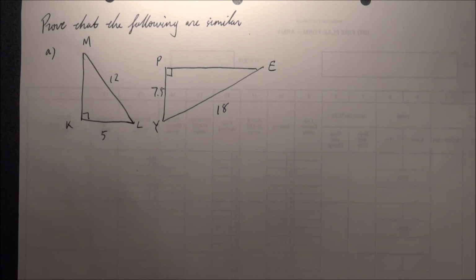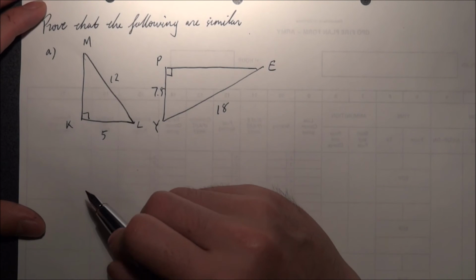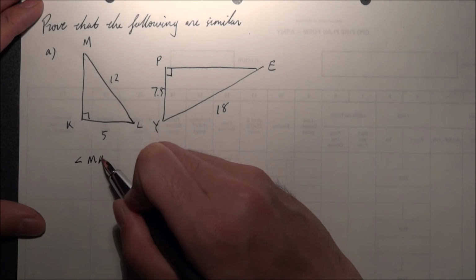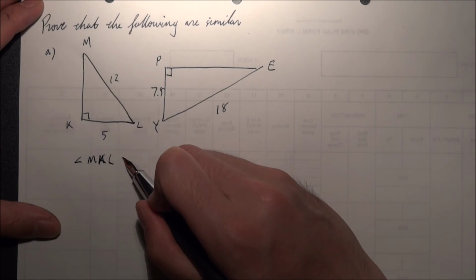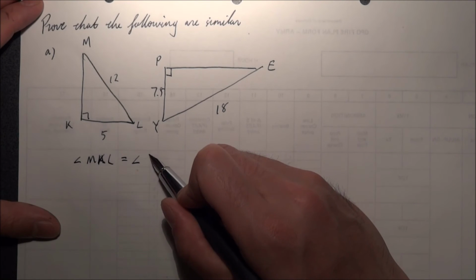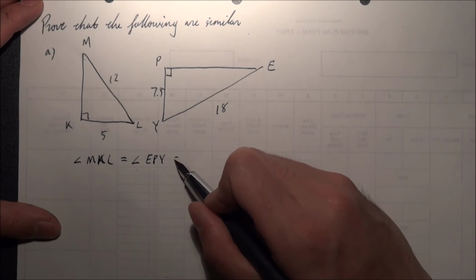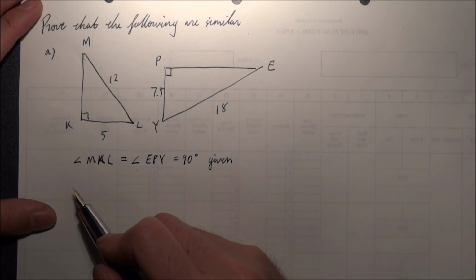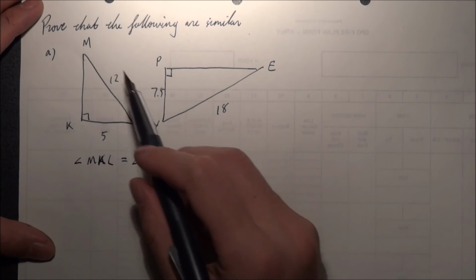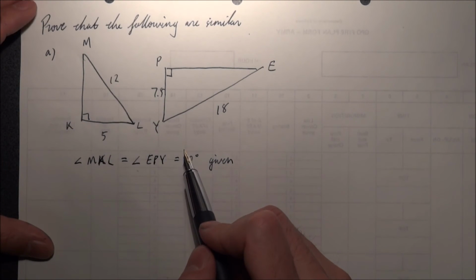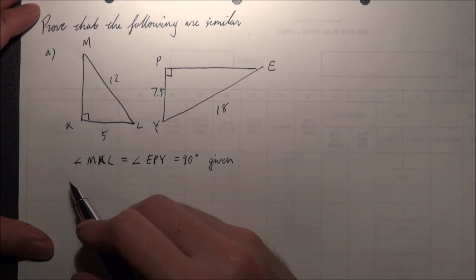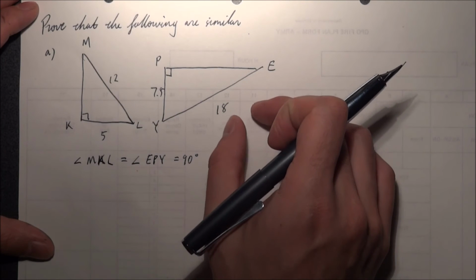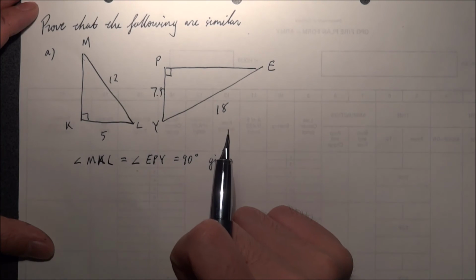Now, all we have to do is just verify that. So let's go through the right angle first. Angle MKL is the same as angle EPY, equals 90 degrees, because it's obviously given to you. Now let's check the hypotenuses, whatever the plural of hypotenuse is. It's customary to have the right one on top, but it doesn't really matter.